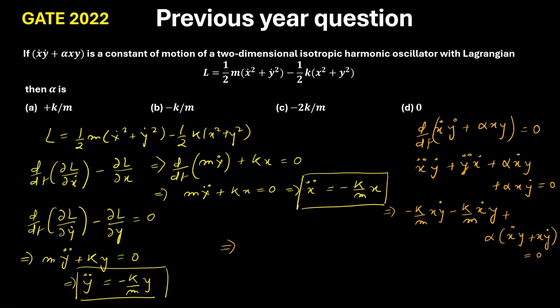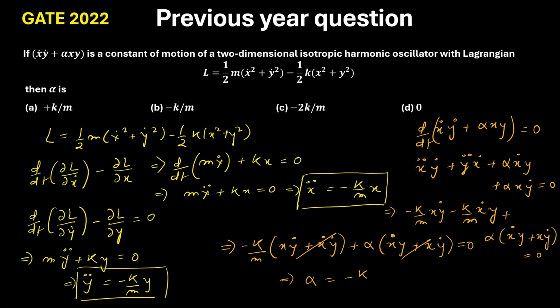Now if I rearrange this, I can write minus k by m, taking this term as common, times (x y dot plus x dot y), plus alpha times (x dot y plus x y dot) equals 0. Now these two terms I can cancel out, and alpha is equal to k by m. So k by m, yes, option A is the correct answer.